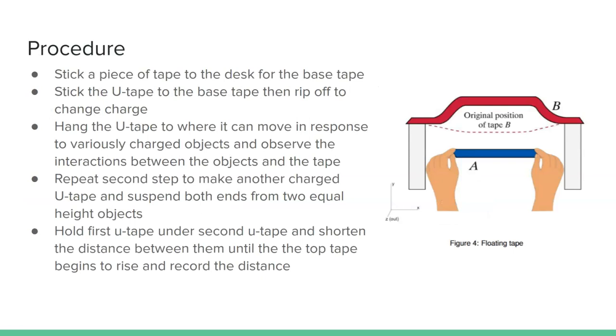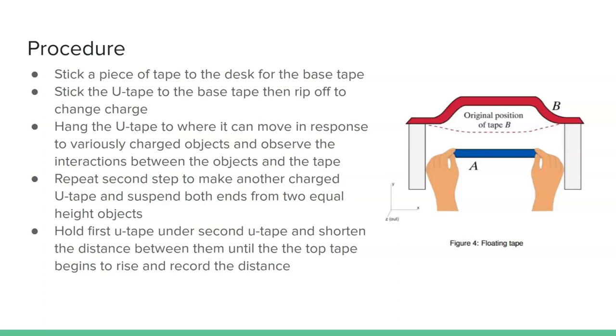My procedure was I stuck a piece of tape to the desk for the base tape, then I stuck another piece of tape, which was the U-tape, to the base tape, and then ripped the U-tape off to create a charge on the U-tape. With this charged U-tape, I hung it to where it could move in response to different charged objects so I can observe the interactions between the objects and the tape.